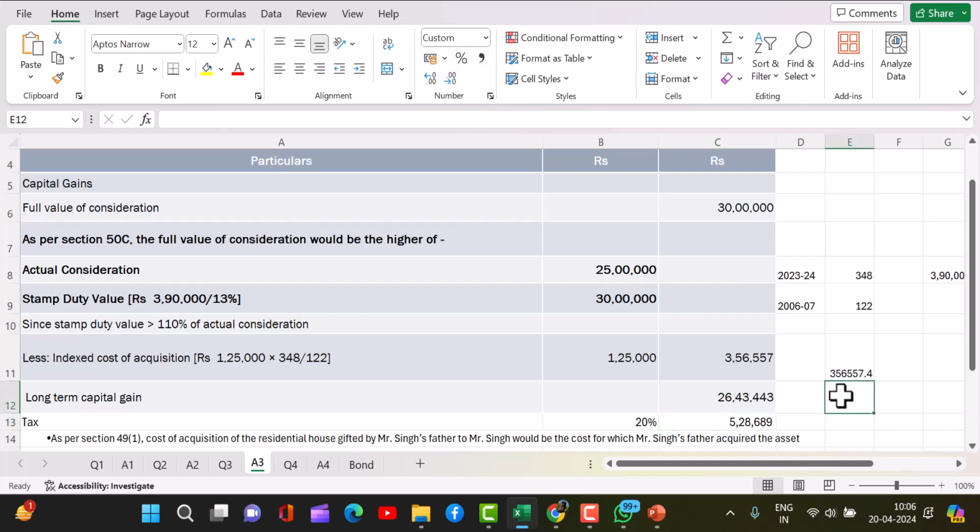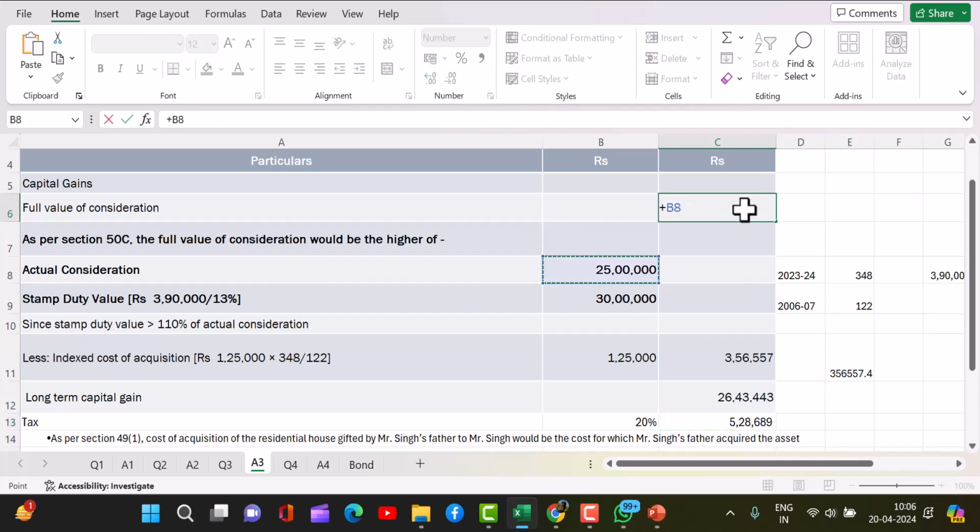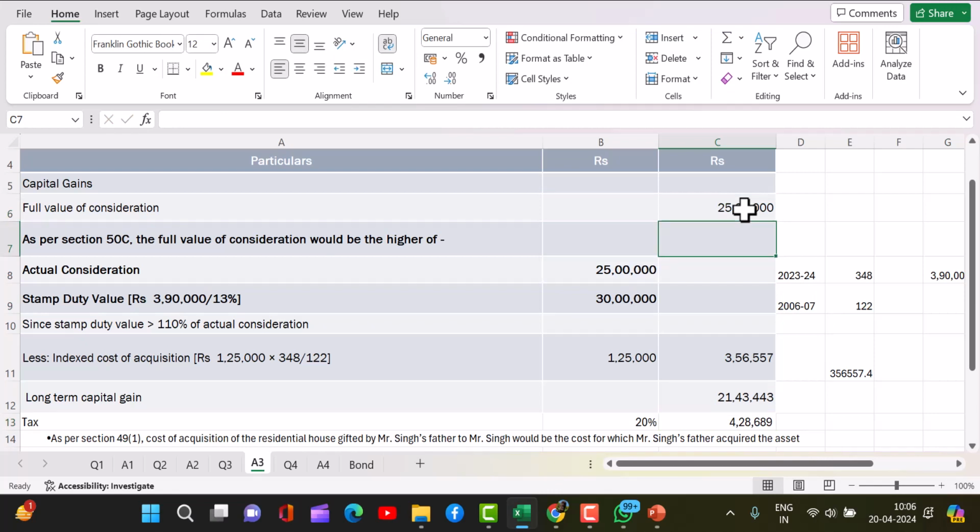Okay. So here the tax was 5,28,000. But if this law had not been there, then the tax would have been 4,28,000. Okay. So this is this thing.